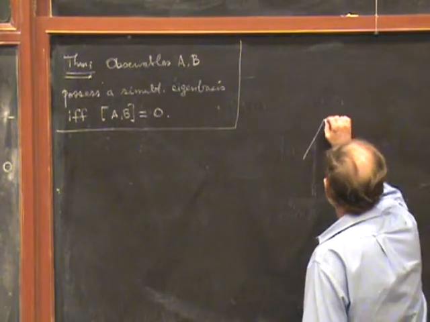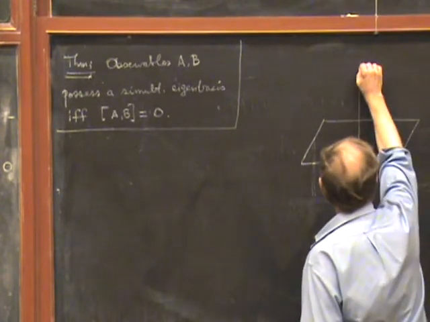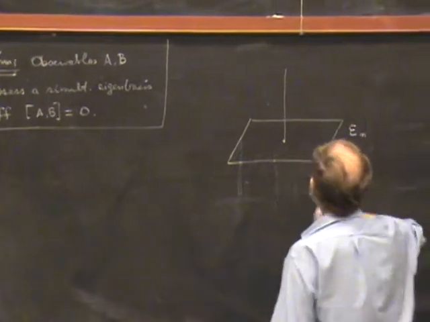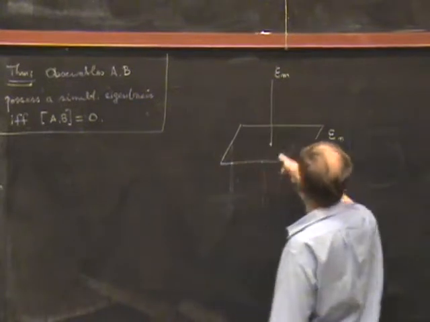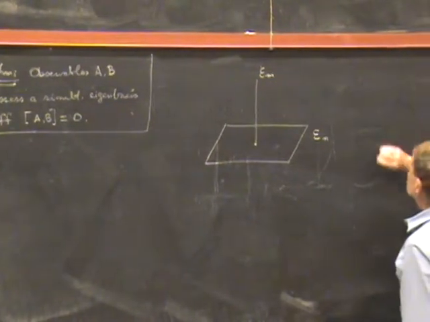One of the easiest ways is to go back to this picture of the orthogonal eigenspaces. And I'll draw one as two-dimensional and one as one-dimensional. So let's call this E_M in here. And here's a different one, call it E_N. I'm mainly going to concentrate on E_N. So here's the idea.